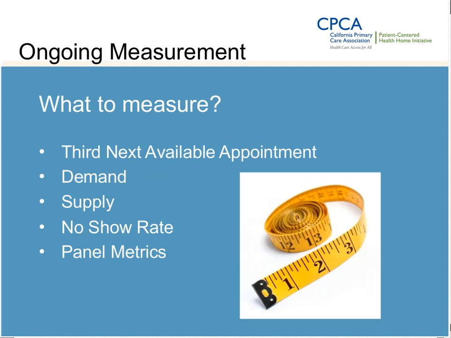Measurement, keeping your eye on the prize, is key. It's difficult to measure unnecessary demand specifically, so it's important to continue to measure a variety of general access indicators to ensure you have a full picture of access at your practice. The key recommended access metrics are third next available appointment, demand, supply, no-show rate, and our panel metrics. I'll spend the next few minutes reviewing the details of these measurements. And accompanying this webinar is a document that outlines all of these measures for your ongoing reference.